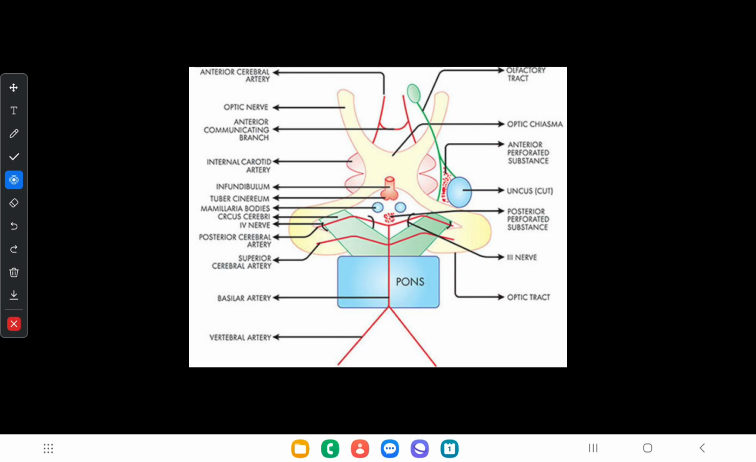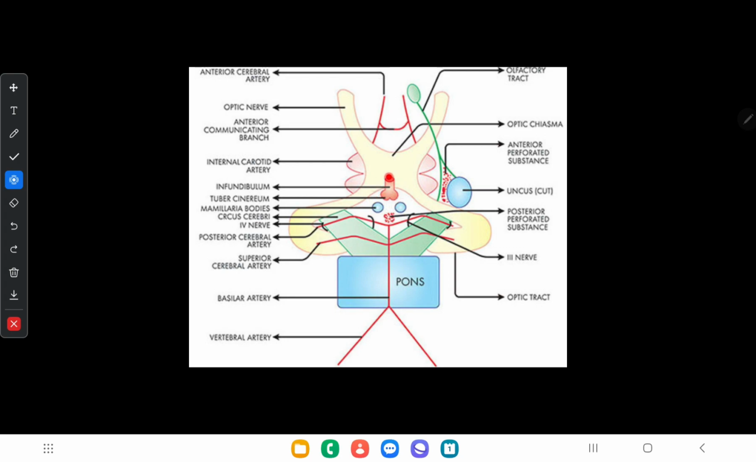Here I will show you the relations of the optic chiasma. Superiorly, the optic chiasma is related to the floor of the third ventricle. Laterally, it is related to the bifurcation of the internal carotid artery, and the anterior perforated substance. This is the internal carotid artery. Anteriorly, the lamina terminalis extends from the optic chiasma to the paraterminal gyrus. Then the anterior communicating artery is also an anterior relation of the optic chiasma.